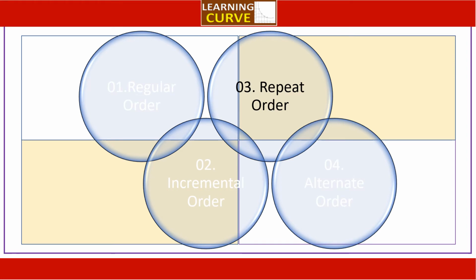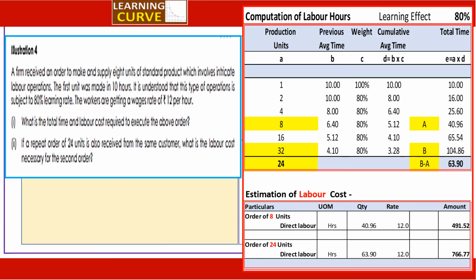We are taking up an order in respect of the labor cost component of it, and we are treating it as a repeat order. It is illustration number 4. A firm received an order to make a supply of 8 units of a standard product, which involves intricate labor operations. The first unit was made in 10 hours, and we require 8 units. And what is the total time and labor cost required to execute the above order?